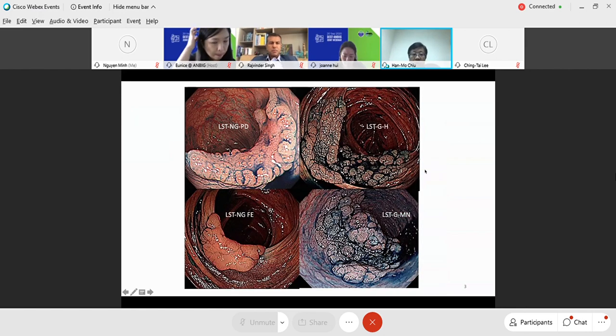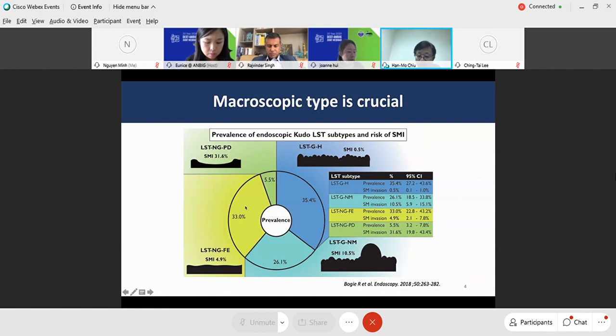So, for example, in the laterally spreading tumor, there are four subtypes. So you can see the LST granular type with homogeneous morphology or mixed nodular morphology. And in the non-granular type, we have a pseudo-depressed subtype and a flat elevated subtype. So a recent meta-analysis showed that if the morphology is LST-G with homogeneous morphology, the risk of submucosal invasion is very low.